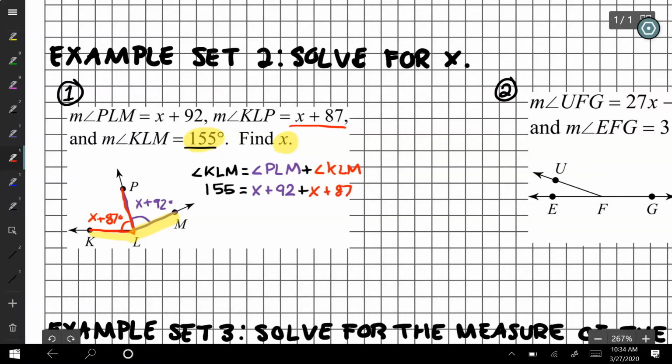Alright, so we have an algebraic equation set up now. What I'm going to do first is go through and combine my like terms. I'm going to put all of my variables, all of my x's, in green, and add all of those together, all of my numbers in pink, and we're going to add those together as well. So x plus x is going to give me 2x, and those are our greens added together, plus 92 plus 87. Let me put that in my calculator.